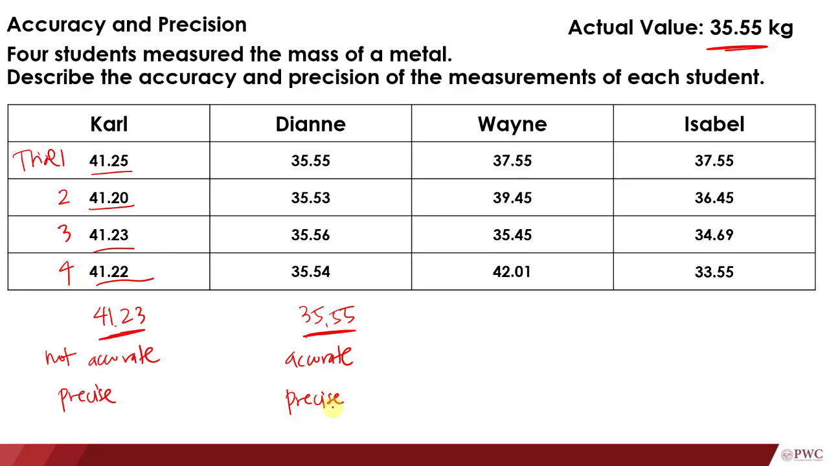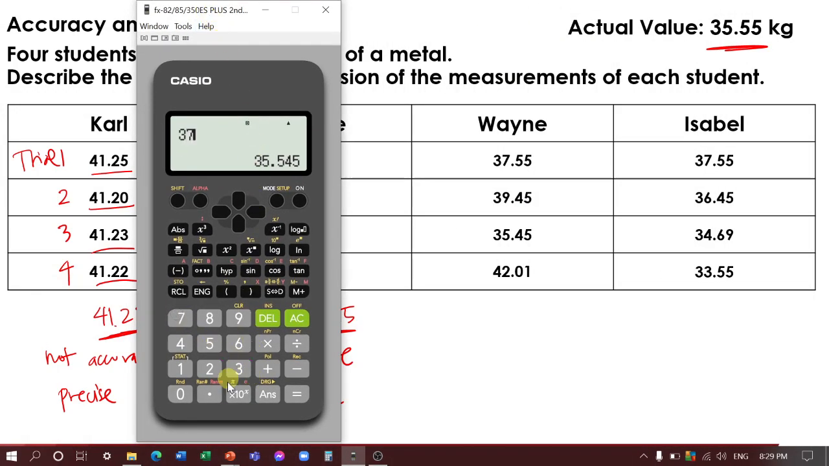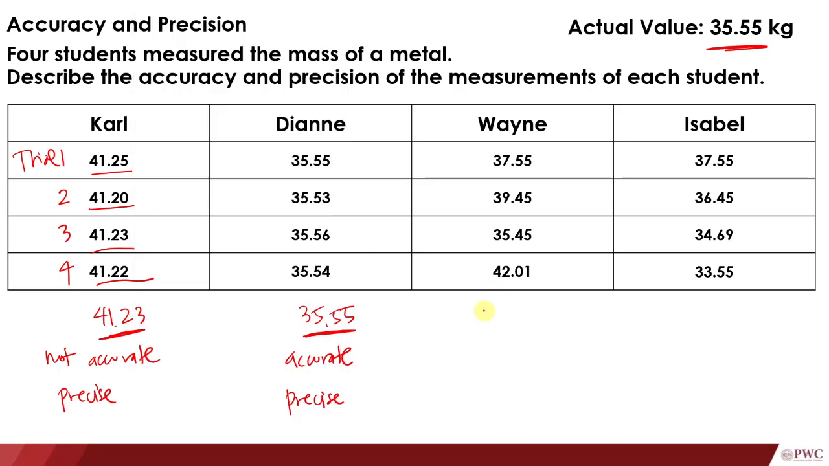Let's go to the measurement of Wayne. Let's get the average first. 37.55 plus 39.45 plus 35.45 plus 42.01 plus again 42.01. The average is equal to 38.62. This is very far from the true value. Therefore, this one is not correct. This one is not accurate.